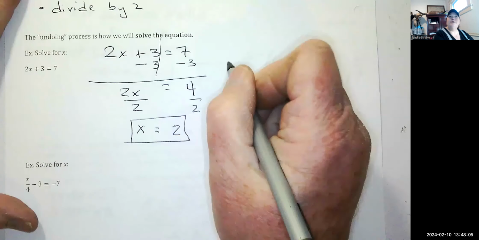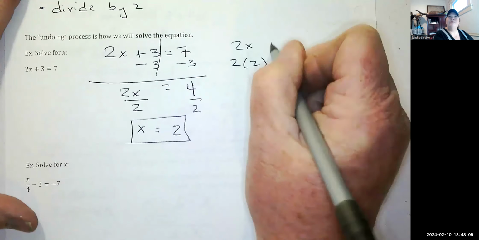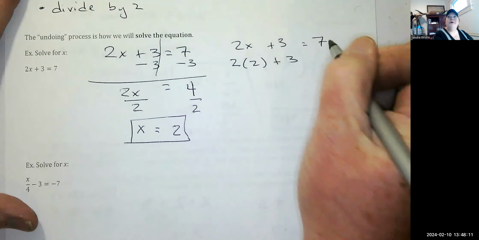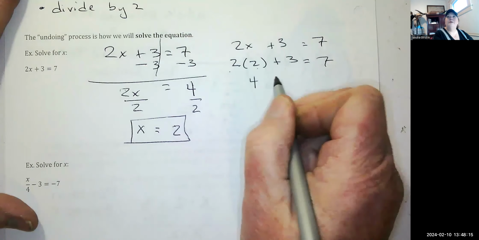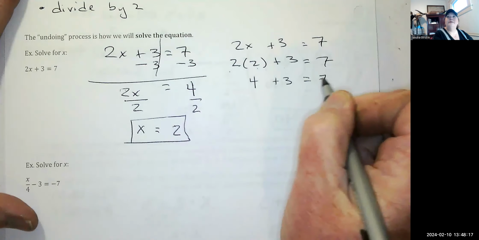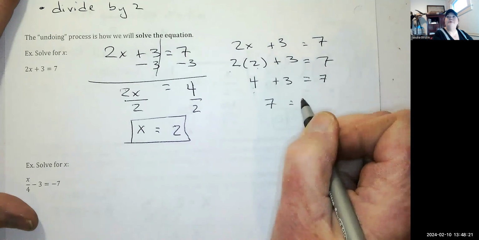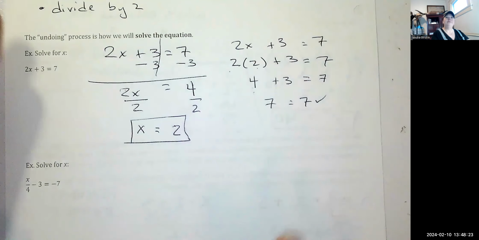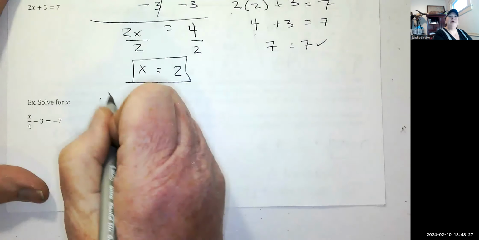To check, that's just 2 times 2 plus 3, plugging that in for x in the equation. 2 times 2 is 4, plus 3. The signs are both positive, and 4 plus 3 is 7, equal to 7, and we are golden. All right, solve for x. I'm just going to rewrite this.